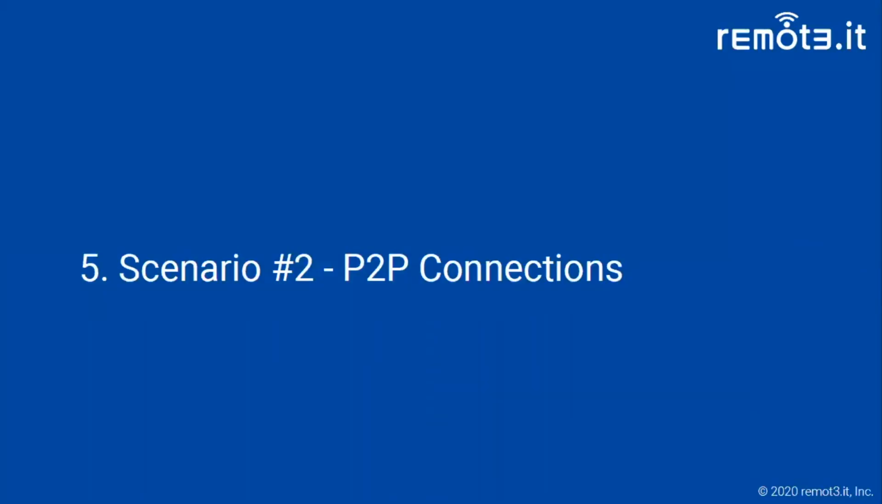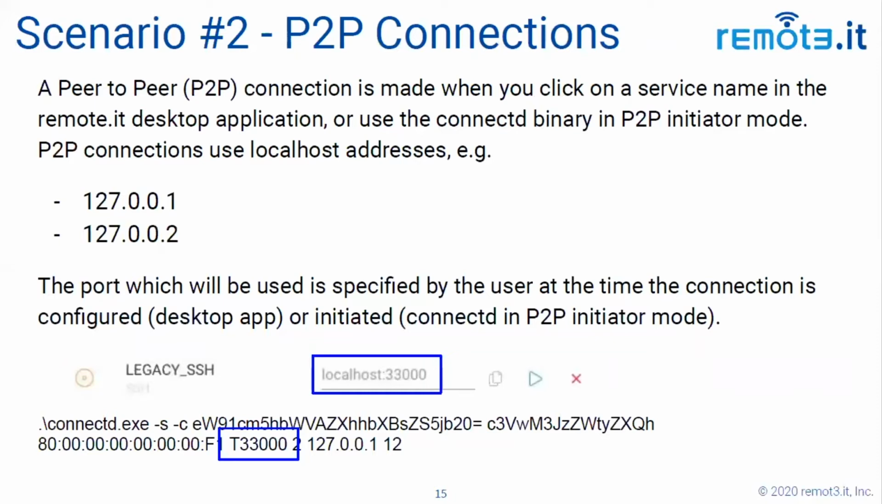Scenario number 2 is for P2P or peer-to-peer connections. Peer-to-peer connections are made when you click on a service name in the remote.it desktop application, which we've recently released, or if you use the Connectivity binary in a P2P initiator mode. This would be something you'd do if you wanted to build your own application using remote peer-to-peer connectivity, or have a script that you wrote that somehow used a peer-to-peer connection.